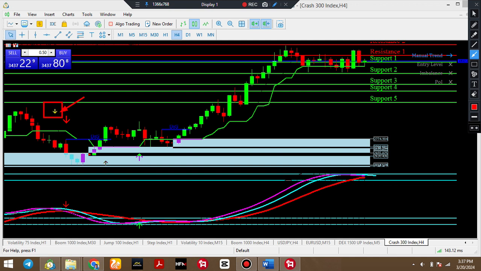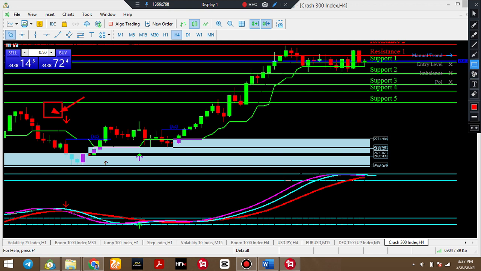And then close to it, we have another one, which is the red arrow. That one tells you the trend has changed on that particular pair. But what matters now is the area this trend line pops up.